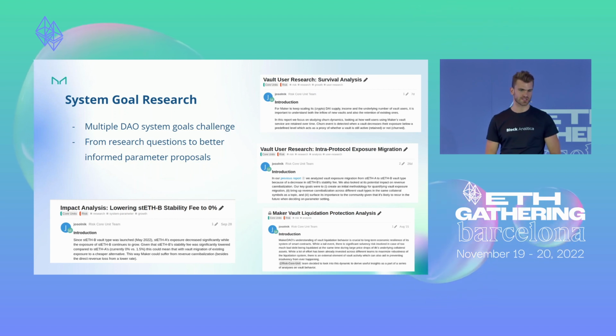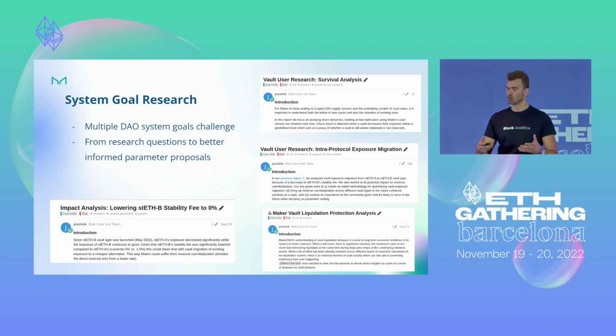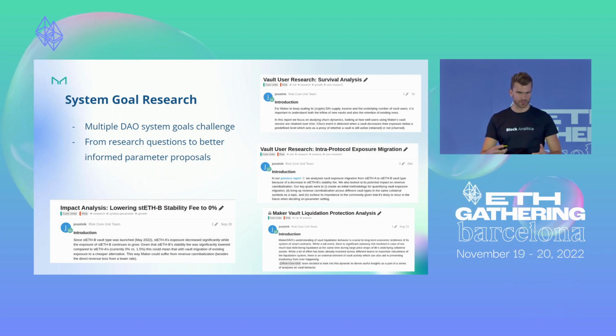So we have certain hypotheses. Let's say borrowers are either elastic or inelastic to, I don't know, changing the stability fee from 1% to 2%. But that's just a hypothesis, right? So we can dive deep into empirical data and validate that. So we want to move from research questions to better informed parameter decisions, right? We sometimes don't propose the parameter decisions directly, but we also just poll the opinion of the community, and then we can present certain trade-offs, and through that we can make decisions on the DAO level.